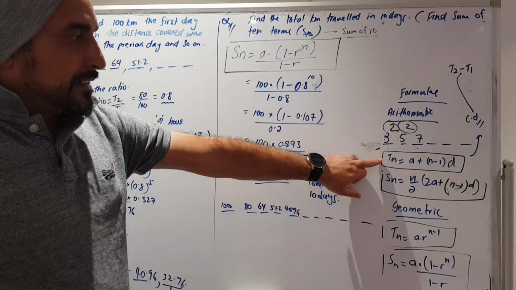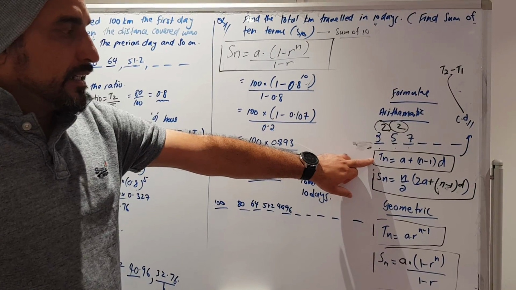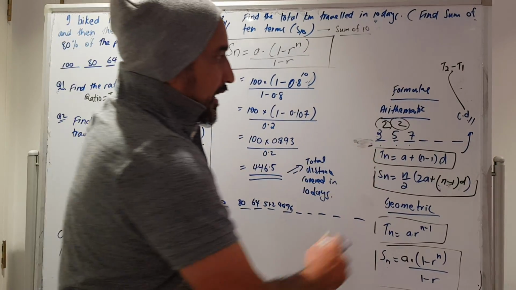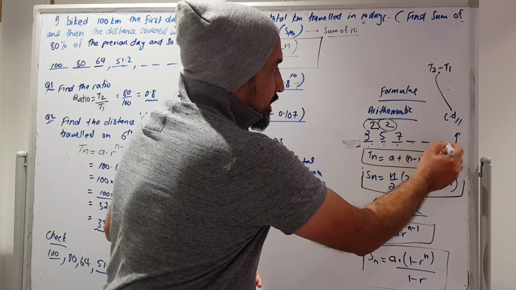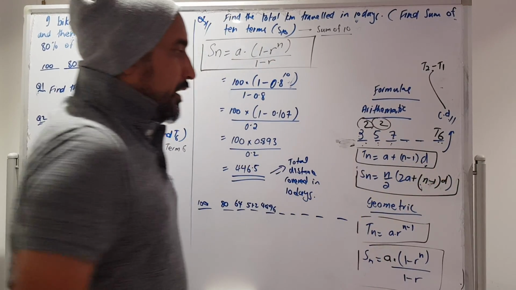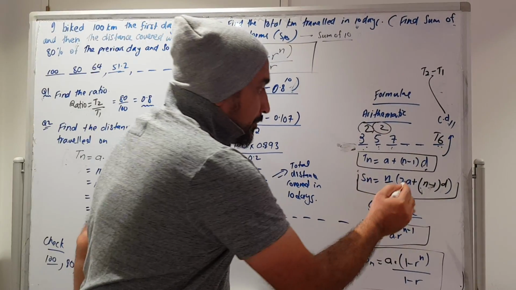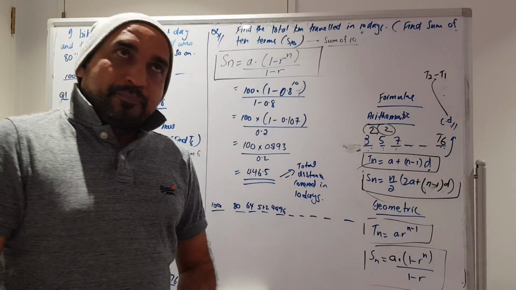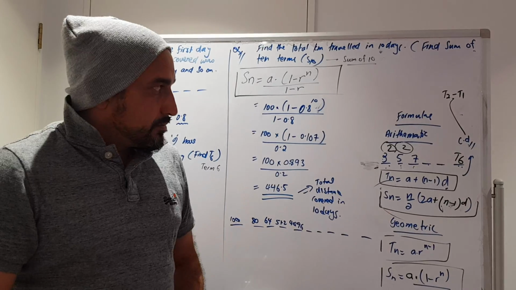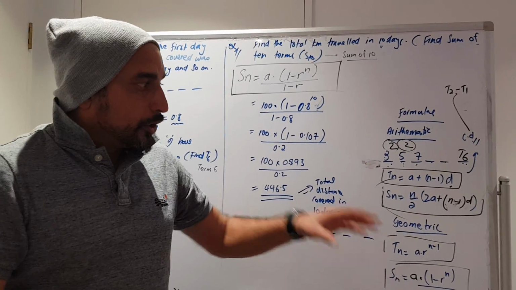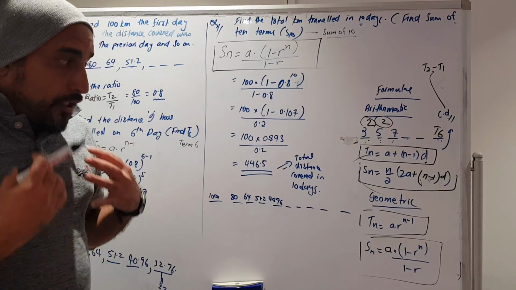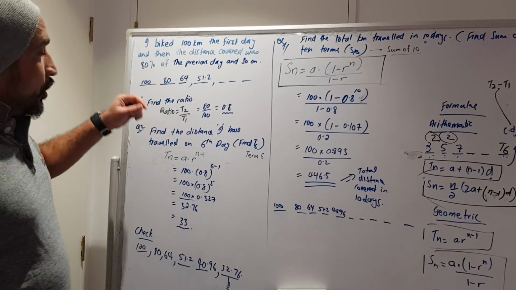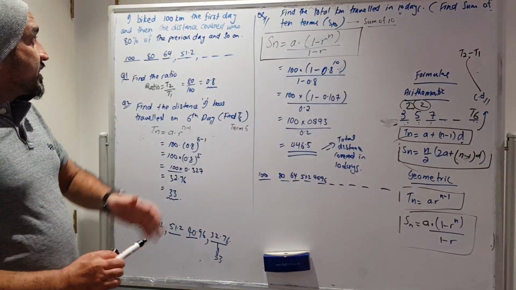So this formula Tn equals a plus (n minus 1)d is the formula to find the term. For example, if I want to find term 6, I am using this formula. If I want to find the sum of 6 terms, then I am going to use this formula. Watch my other video on arithmetic, then you will know what I'm talking about. Today, guys, is about geometric reasoning, right? So these are the two formulas. So this is the example, guys.